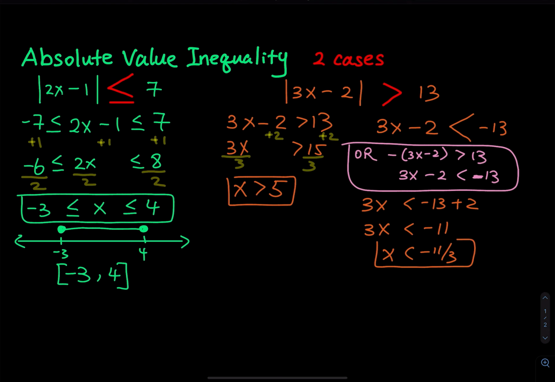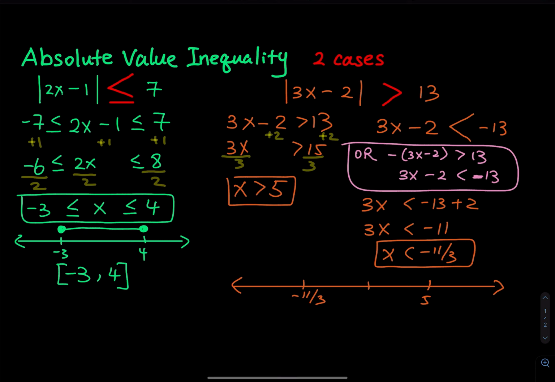So what is the difference between case 1 and case 2? Case 1 is in between. You see that? I have a line in between two numbers. Case 2 is completely the opposite. So case 2, you have a negative 11 over 3, and then a 5. Do you remember this?